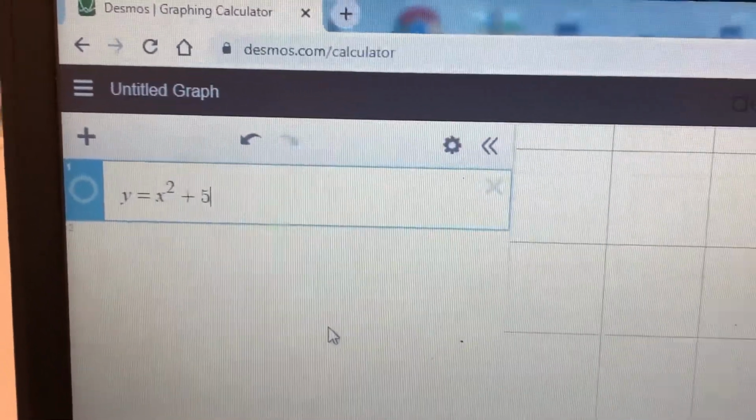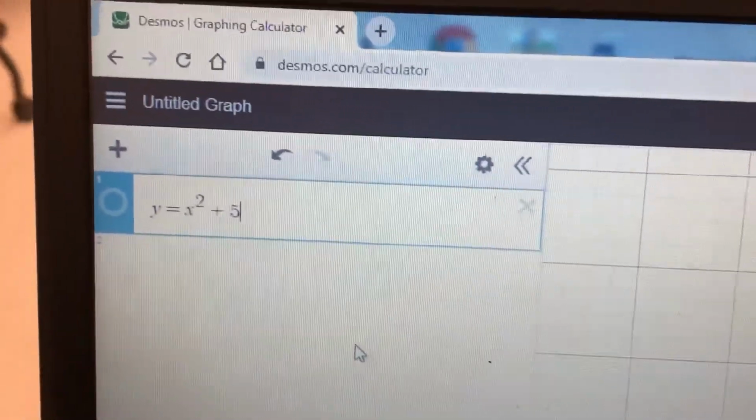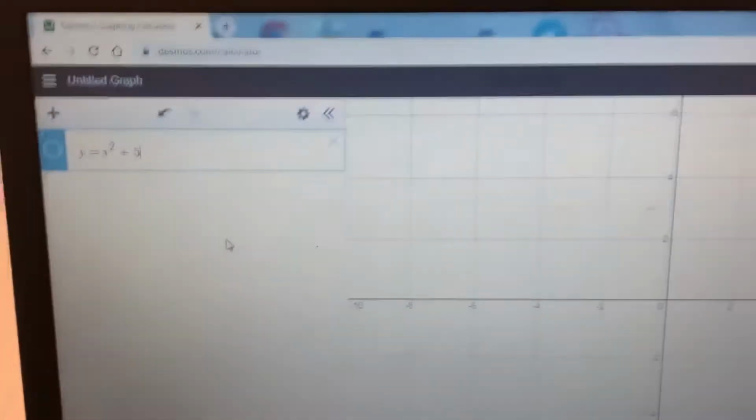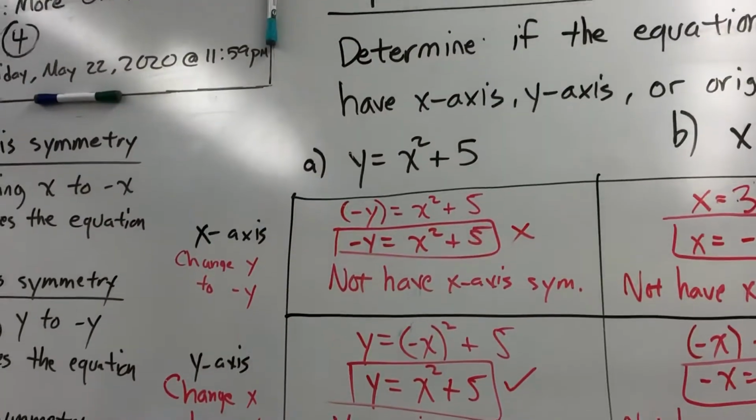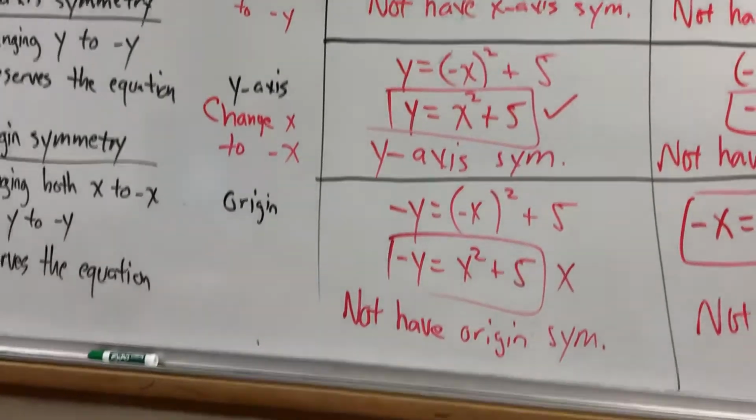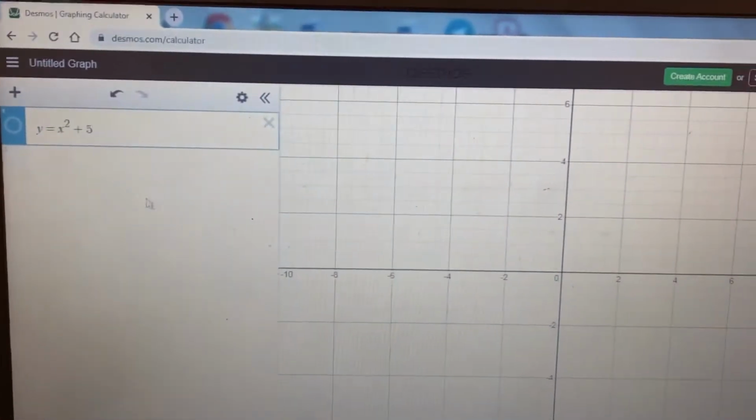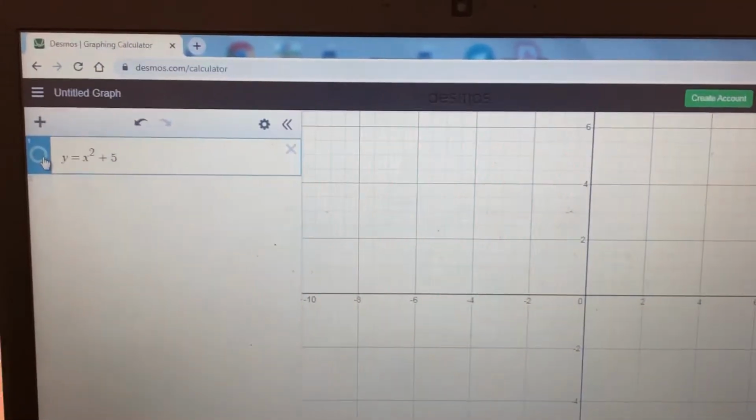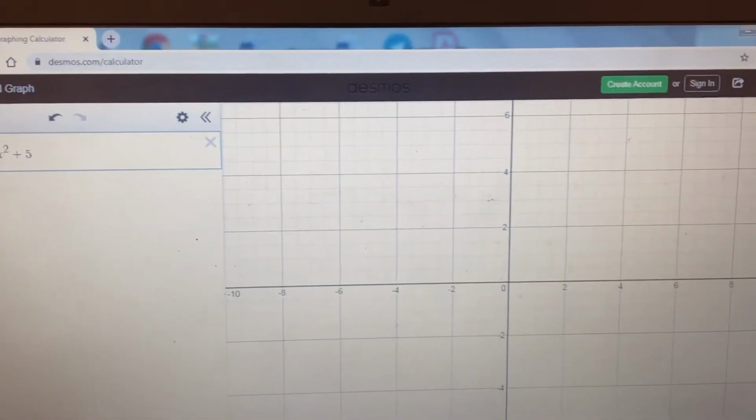Is there a way to type plus 5 in the exponent? Yeah, you would have to put parentheses around the 2, but I digress. So now we've got that equation, and remember, I can turn around and you can see it. That first equation we said did not have x-axis symmetry, but did have y-axis symmetry, but does not have origin symmetry. So when I turn this graph on by clicking this circle to the left of it again, I should expect a graph that has y-axis symmetry.